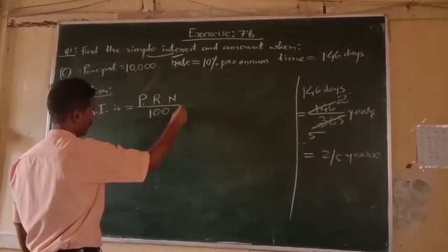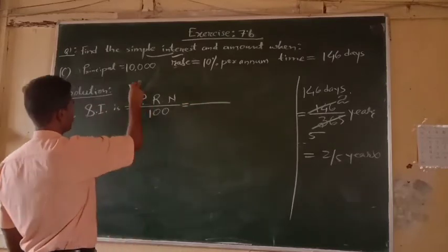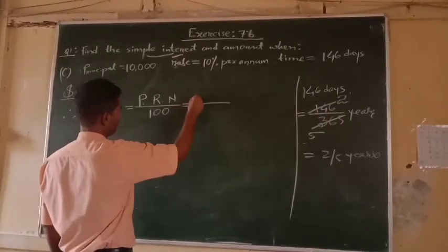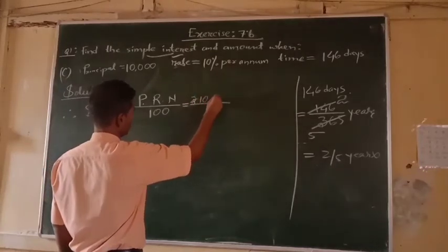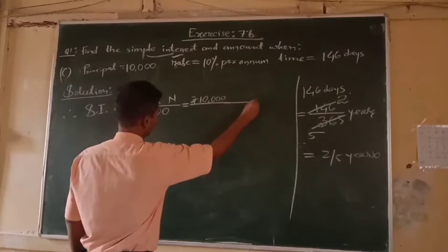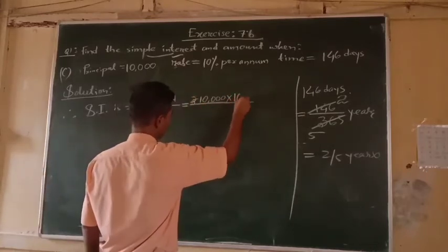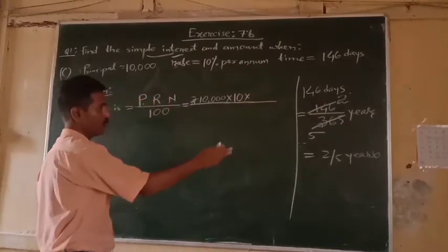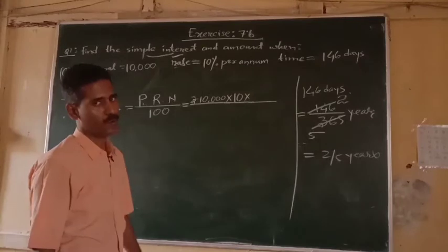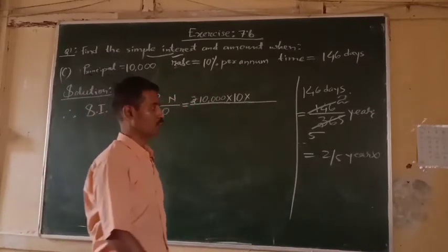Now in the following step, P we got here rupees 10,000. So I'll write here rupees 10,000. Then what you got? R you got 10%, so I'll put here 10. Then what you got? Time, we got 2 by 5 years. It was 146 days, but you converted it into years and it becomes 2 by 5 years.